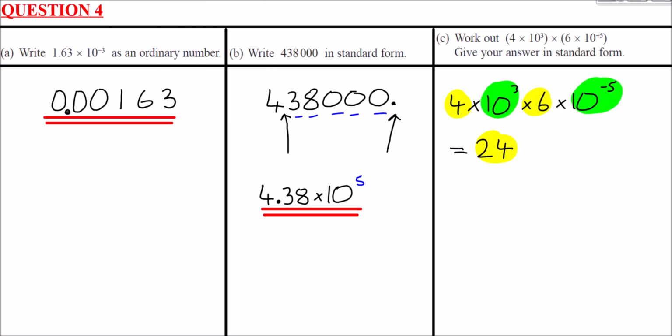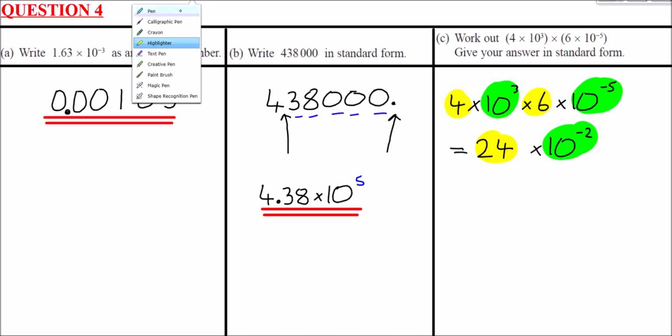This is where we need to remember the laws of indices. Where we're multiplying with powers and the base values are the same, we can work out the new power by adding together the powers. So 3 plus minus 5 is the same as 3 take away 5, which is minus 2. And so the power of 10 is minus 2. And that's 1 mark. We're not done. So we're not done because for a number to be in standard form, it needs to be in between 1 and 10. 24 is too big.